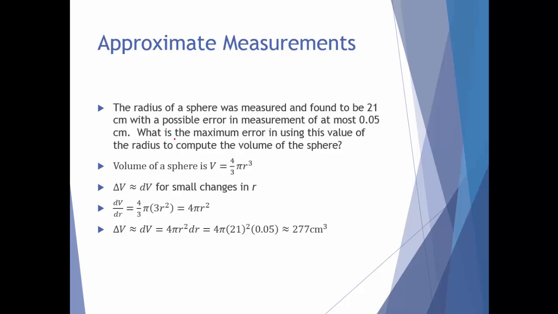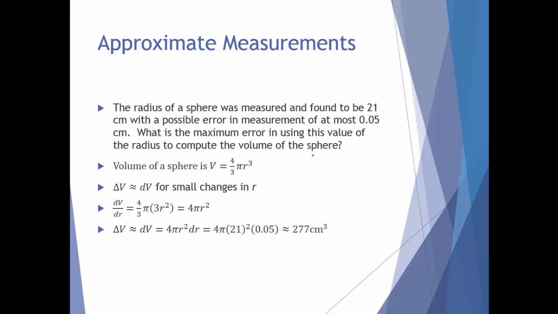Okay, so before we go through the actual steps, let's talk about the problem itself. So notice we're talking about the radius of a sphere. Keep in mind, a sphere is a three-dimensional object. So unless you plan on cutting that sphere in half and actually measuring out its radius, you're probably going to have some error in the measurement of its radius. So they have found that the error in this is at most 0.05.